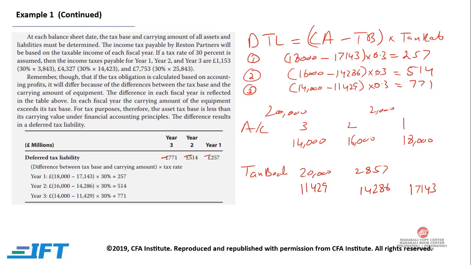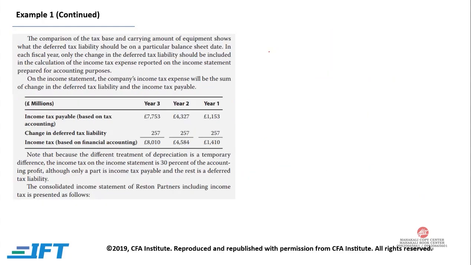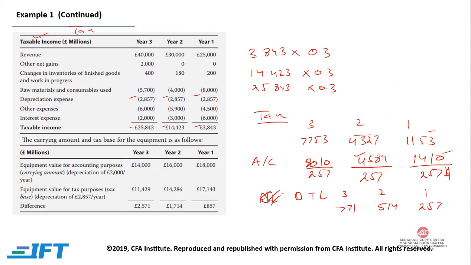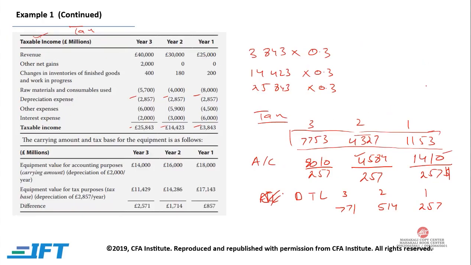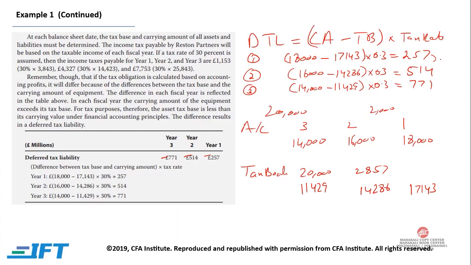And we also need to understand that these are temporary differences. Now we also need to understand that the formula: income tax based on financial accounting equals income tax payable plus change in deferred tax liability. So our income tax payable was 1153. So these are your income tax payable: 1153, 4327 and 7753. And if you look, the change in deferred tax liability is 257. So each time 257 is increasing.